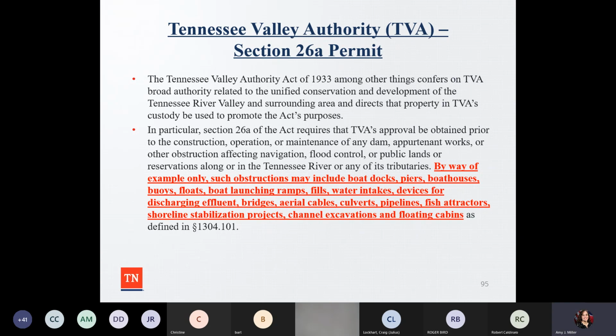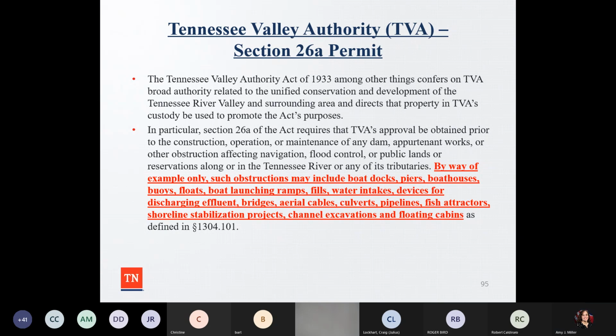The Tennessee Valley Authority Act of 1933 confers on TVA broad authority related to unified conservation and development of the Tennessee River and surrounding areas, and directs that property in the Tennessee Valley Authority's custody be used to promote the Act's purposes. In particular, Section 26A of the Act requires that approval be obtained prior to the construction, operation, or maintenance of any dam, appurtenant works, or other obstruction affecting navigation, flood control, or public lands or reservations along or in the Tennessee River or any of its tributaries.